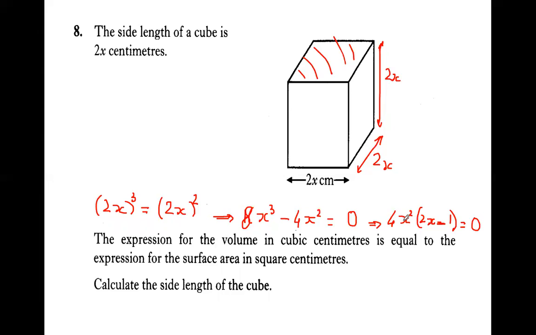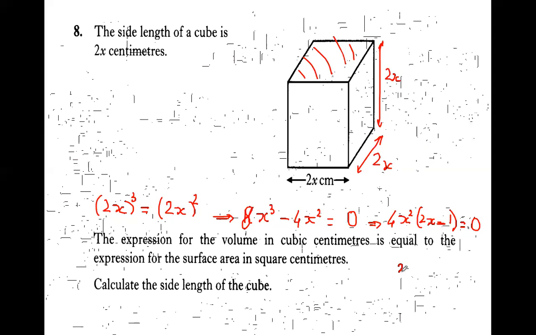So I've got two factors. Something times something else equals 0. If one of them is 0, that will work. Can I have 4x squared equals 0 though? 4x squared can't be equal to 0 because if 4x squared equals 0, then that means x equals 0, and then 2 times 0 is 0, so you've got no cube. So it's got to be the other one. So then that means 2x minus 1 equals 0. Now you solve this.